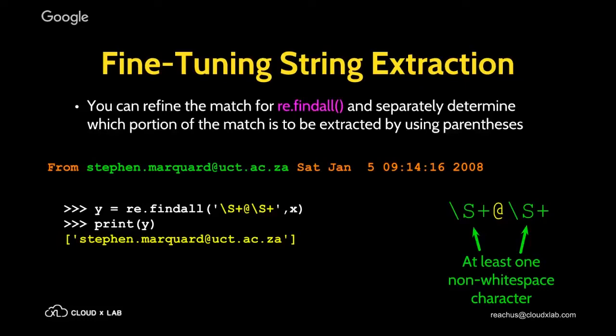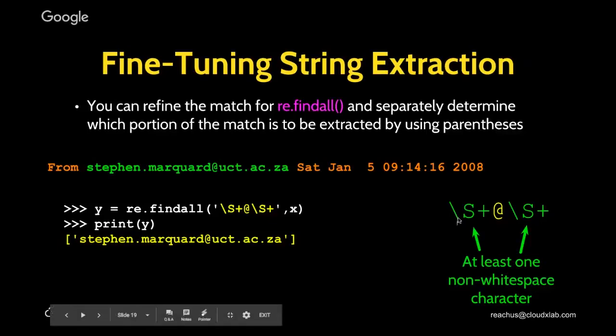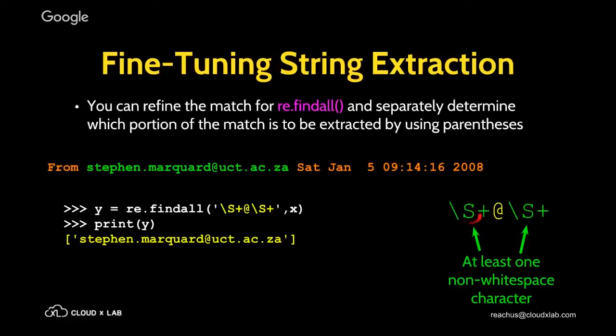Let's say you're looking for email addresses in a big inbox. What we can do is write slash capital S plus, meaning not white space, then at, followed by slash capital S plus, meaning not white space on the left, not white space on the right, and maybe a white space afterwards. As soon as it hits a white space character, it will stop matching here, and here, and you will get the email address.